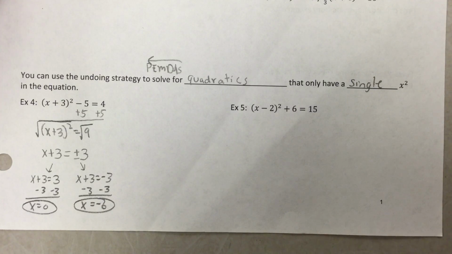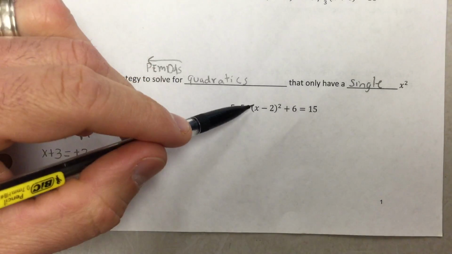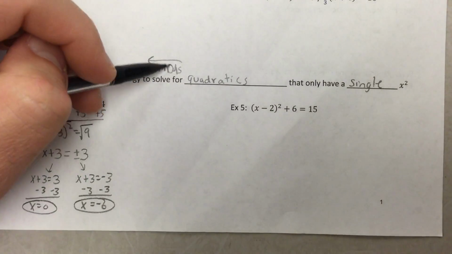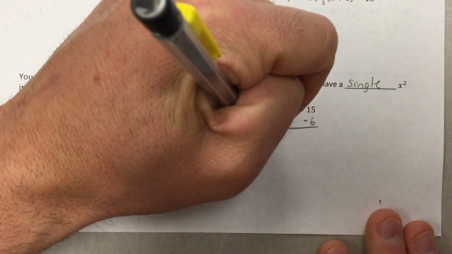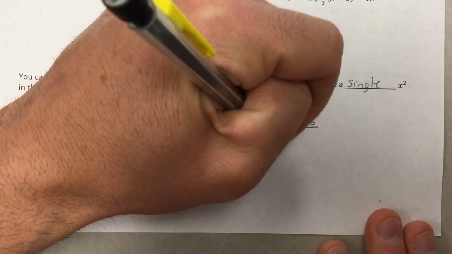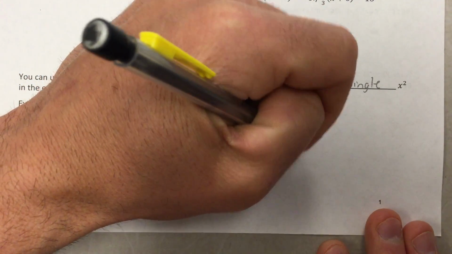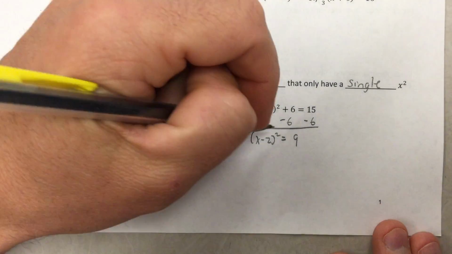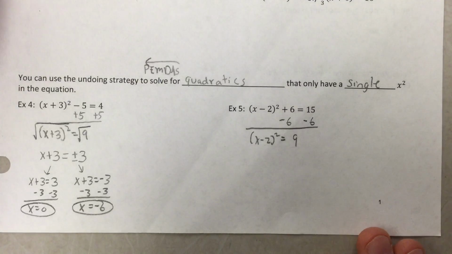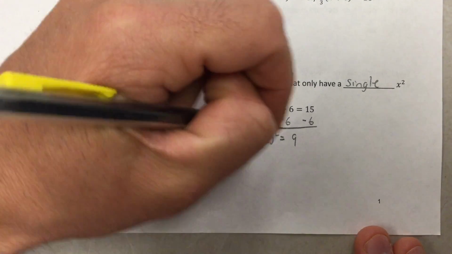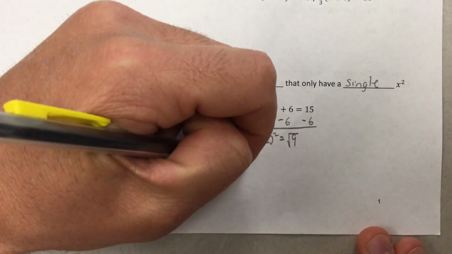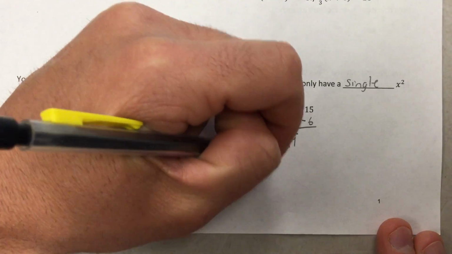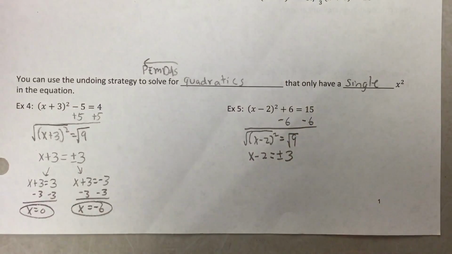All right, continuing same idea here. We have that x squared, there's nothing else outside of that. So I'm going to undo the addition subtraction. So I'm going to minus 6. And 15 minus 6 is 9. Again, I can't do that minus 2 yet, so I'm going to undo the square with a square root. So that would give me x minus 2 equals plus or minus 3.